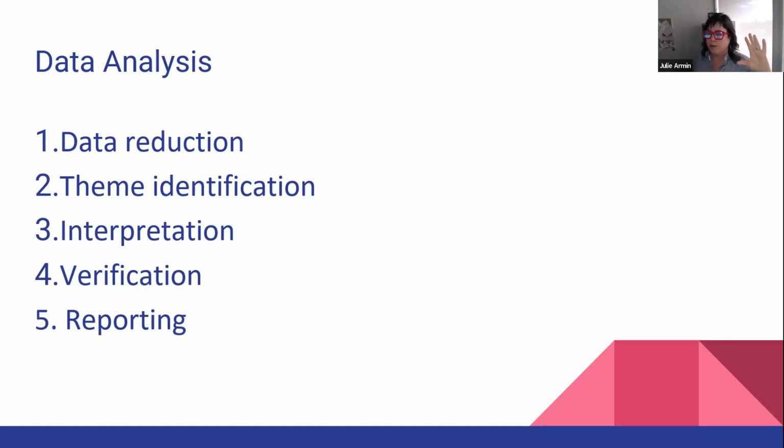So this is just a really, like, 5-point explanation about the data analysis process. Again, you need to wrangle a lot of data, identify themes, interpret what those themes mean, interpret differences, understand the variation within those themes, verify that you have coded accurately. So oftentimes in qualitative data, we triangulate data very carefully to make sure that we're not misinterpreting what someone is telling us. And then we report it. We report our findings.